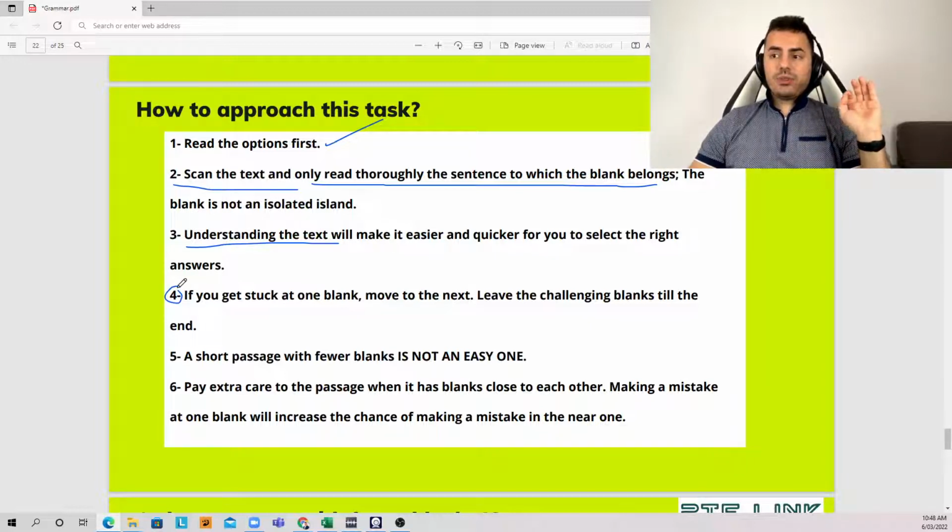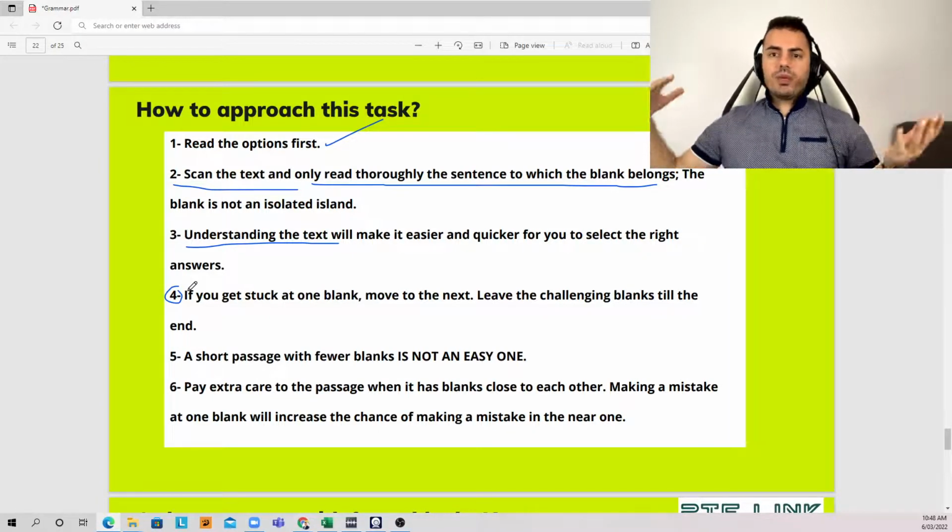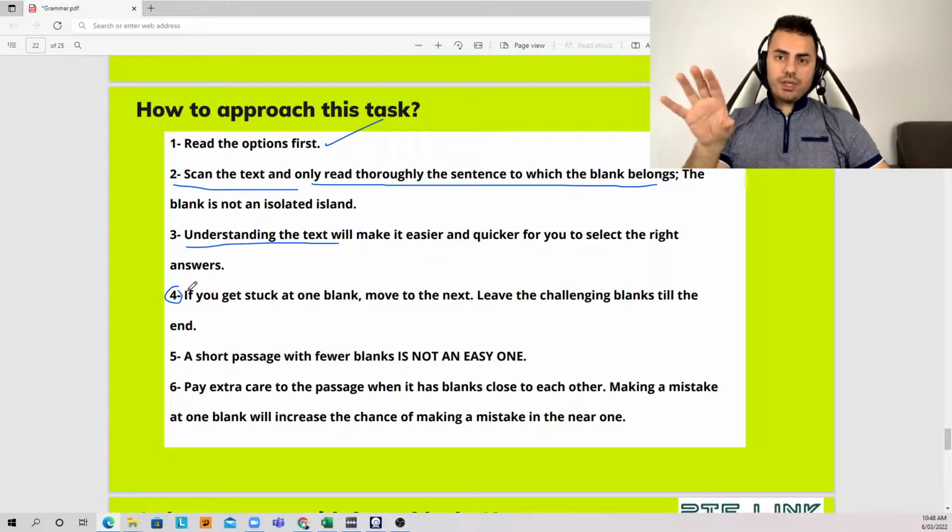Number 4 is very, very important. If you get stuck at one blank, move to the next one. Don't waste your time at that gap, because this will make you very nervous, and probably you're gonna end up making a lot of mistakes in this single paragraph because of that gap. So if you get stuck at one blank, move to the next one. Leave the challenging blanks till the end. It could be solved by elimination, though.